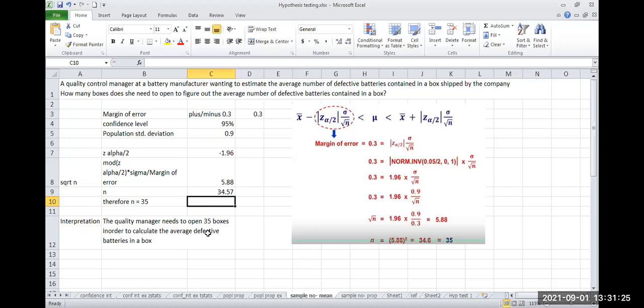So the final interpretation, since we are interested in figuring out how many boxes the quality control manager has to open, we now have a number: minimum 35 boxes they have to open in order to estimate the average number of defective batteries. So this is the calculation, and please do not stop over here. After finding n is 35, you need to write this interpretation as well. Is it okay? Yes, ma'am.